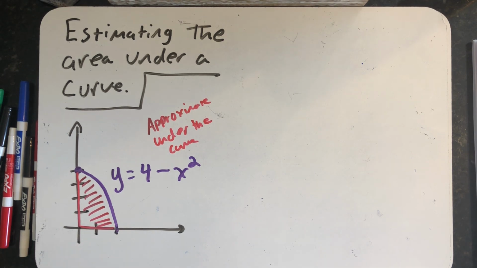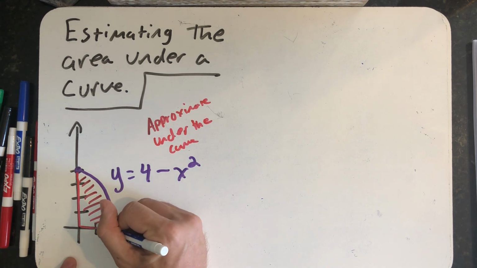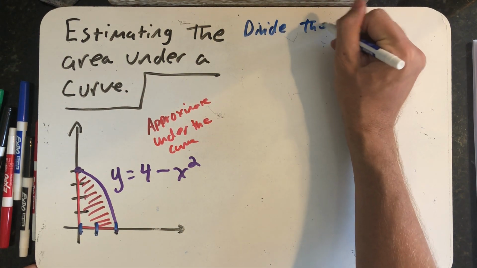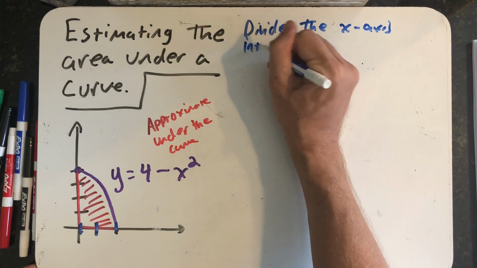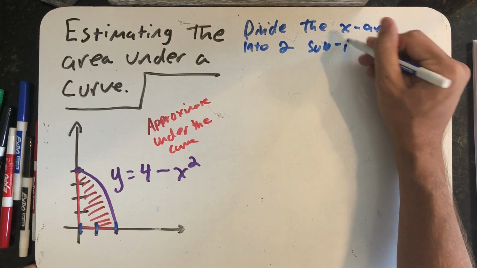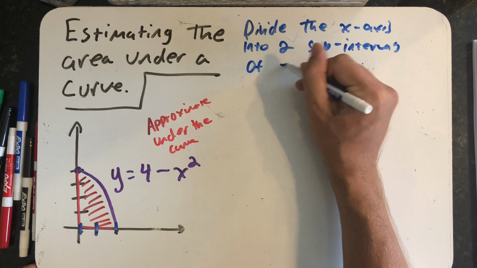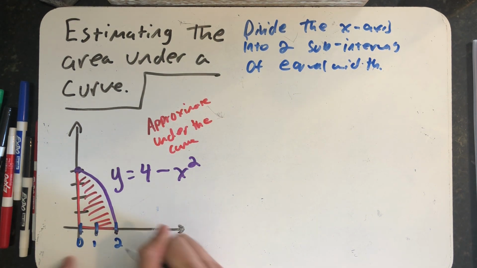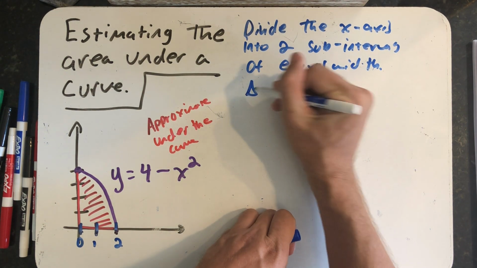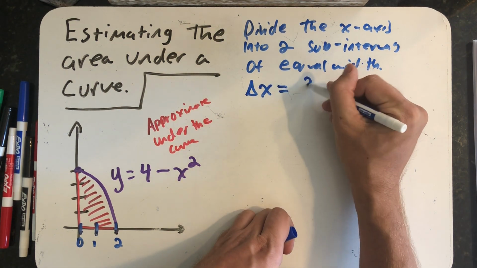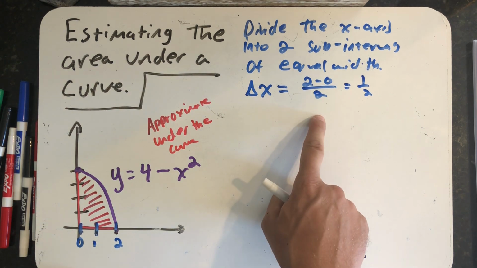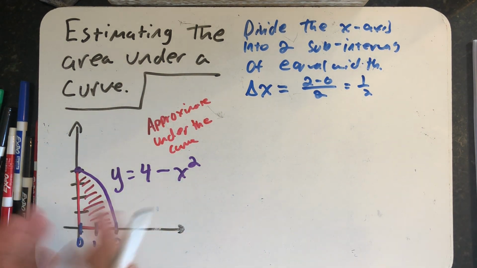So I want to start off by imagining that I'm going to divide the x-axis into two subintervals of equal width. Well, I can see that each interval will be 1 unit long, right? Because I have a total length of 2, so if I divide that into 2 equal parts, each one's 1. And for that width, we typically are going to refer to that as a delta x. And I could always think about calculating delta x as subtracting my endpoints and dividing by the number of subintervals I want. All right, so that's how wide each subinterval is.